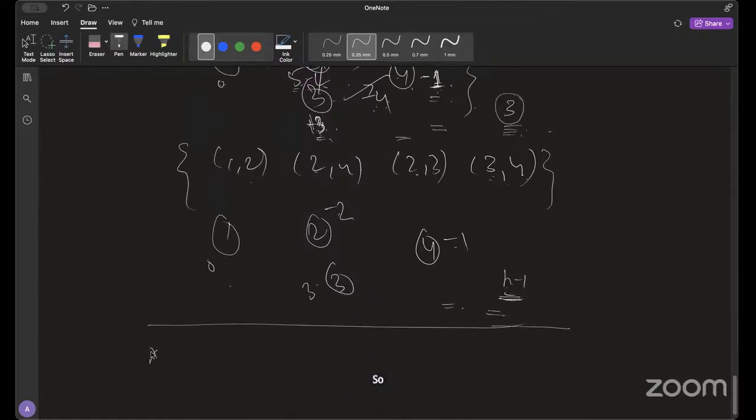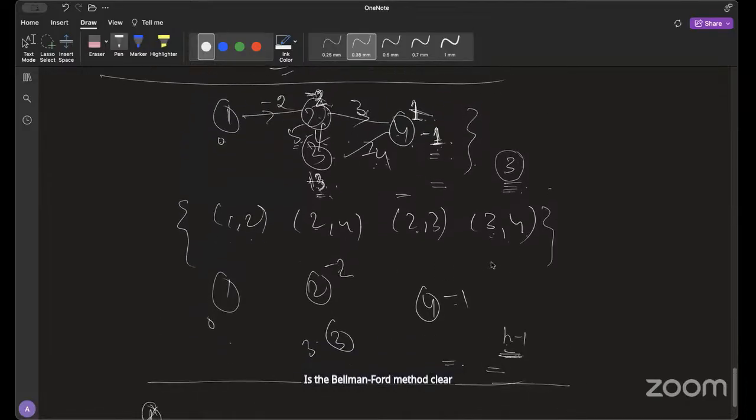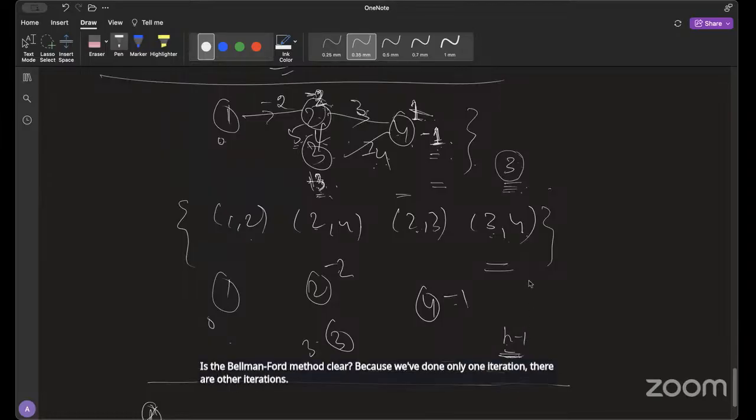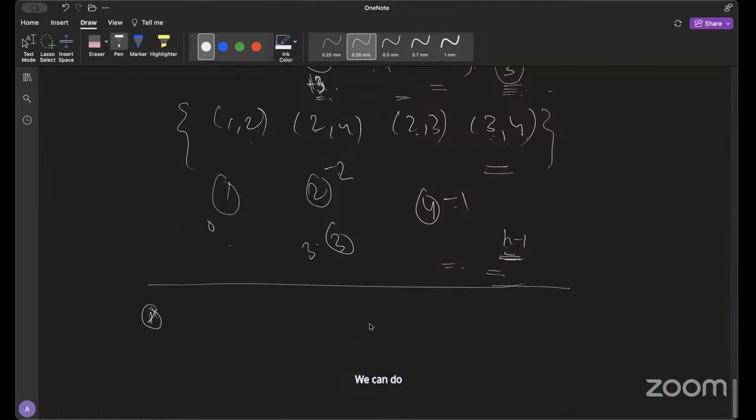Is the Bellman-Ford method clear? Because we've done only one iteration, there are other iterations. You perform them in a similar way, you perform n minus 1 iterations. Is this part clear? We can do the example in the next class. I just wanted you to know the method of Bellman-Ford. Is the method clear?